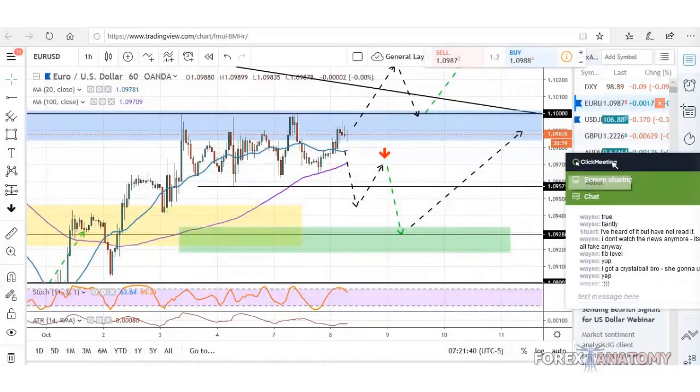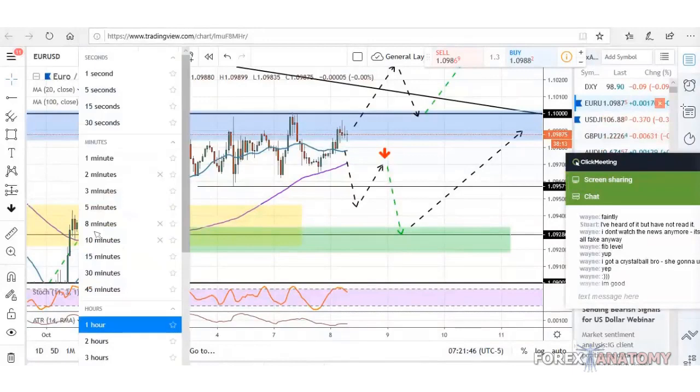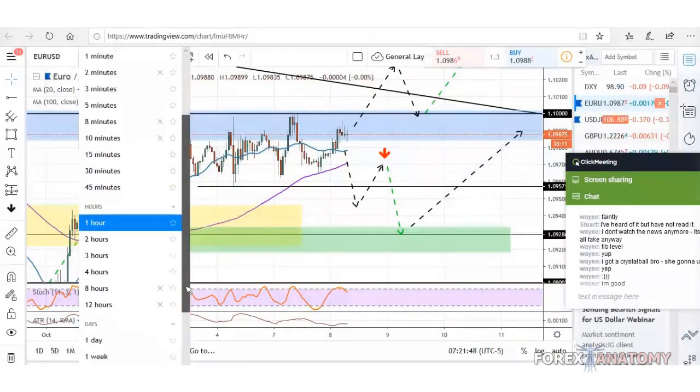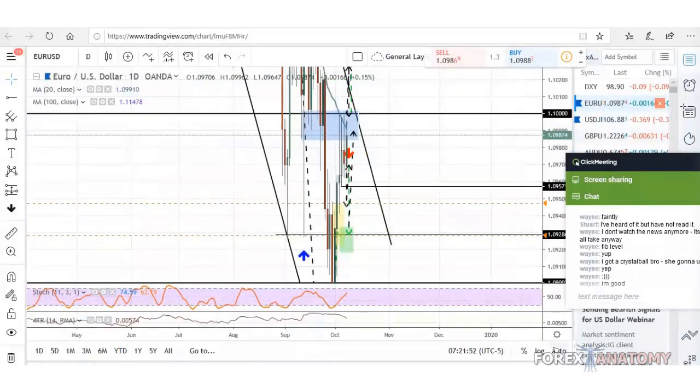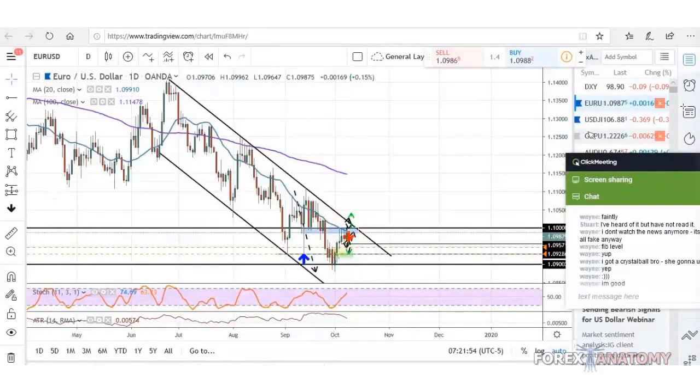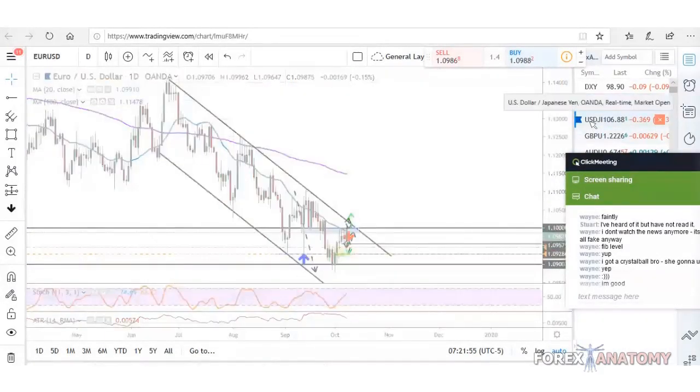So then let's go there now to the US dollar Japanese yen. Let me first go to the daily chart, and then I want to go to the US dollar Japanese yen. So let me go to the daily, and let me go to the US dollar Japanese yen.